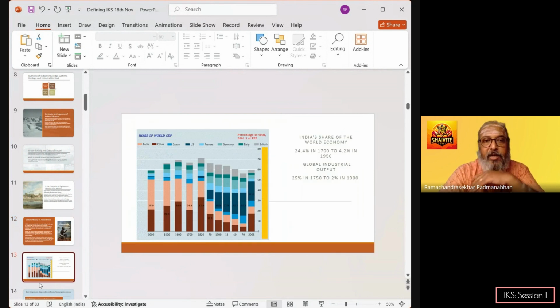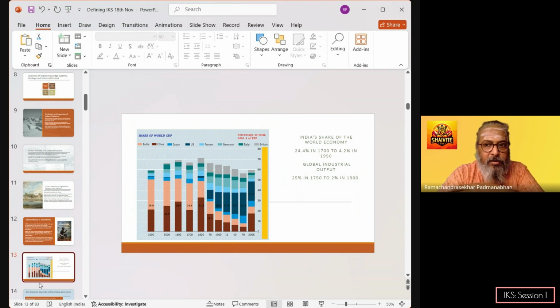Now, this was the share of world economy. I'm sure some of you might have come across this. So, right from 1700 up till or earlier, we would see that we were contributing approximately 25 percent of the global trade. So our contribution to world economy was close to 25%.